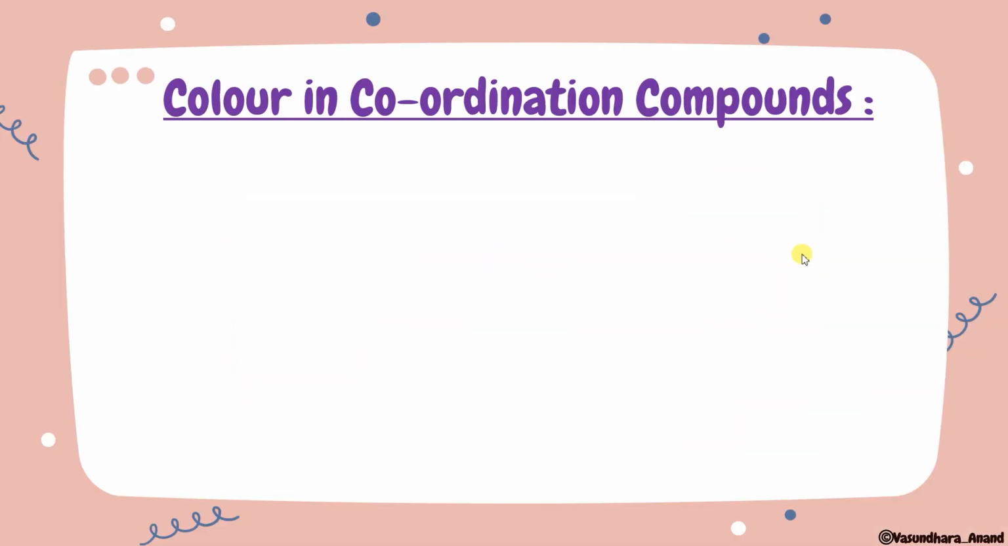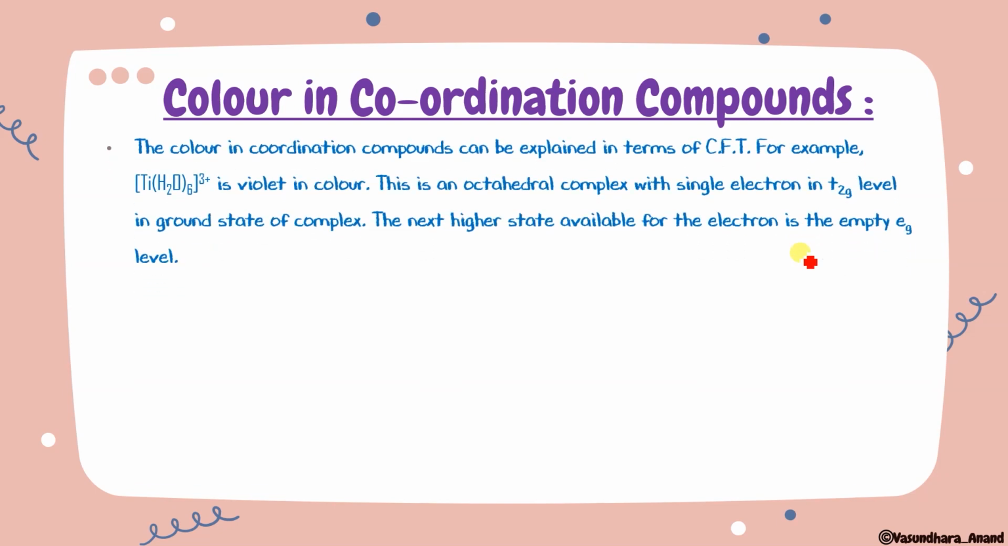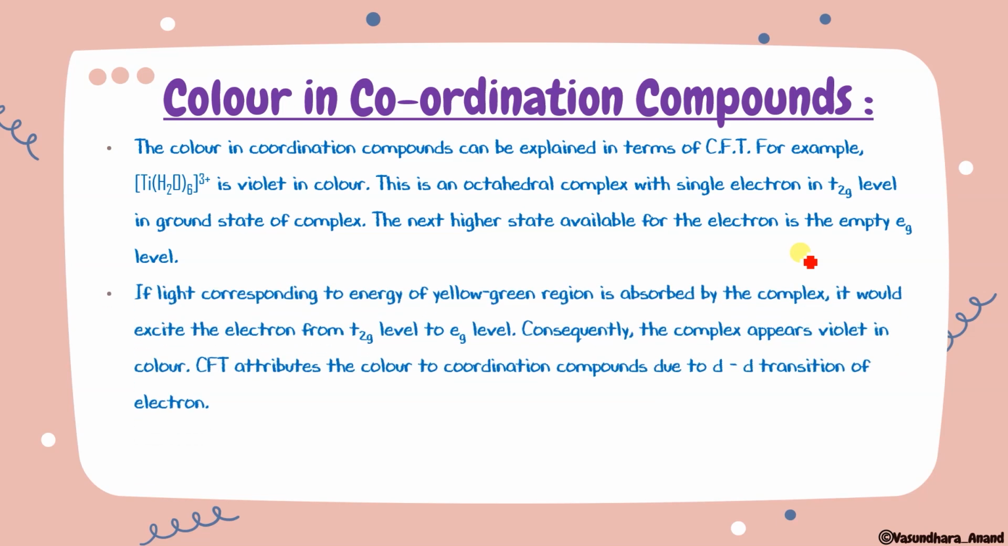Now, color in coordination complexes. This is also completely experimental. The color in coordination compounds can be explained in terms of CFT. For example, Ti(H2O)6 3+ is violet in color. This is an octahedral complex with a single electron in the T2G orbital in the ground state of the complex. The next higher state available for the electron is the empty EG level. As I told you, it shows the complementary color. So it is completely experimental. We cannot find the color by ourselves.